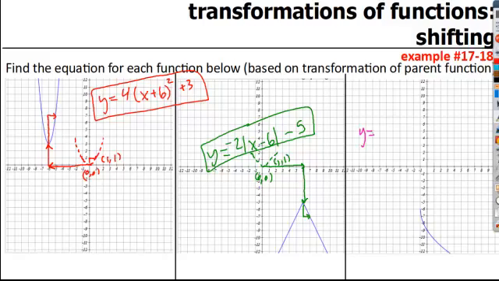All right, so what's the parent function here? Square root of x. So we get something times the square root of x minus plus or minus something, and plus or minus on the outside. Well, let's take a look at our shifting. So starting with my vertical shift, I went down 6, so minus 6. My horizontal shift, I went left 1, is minus 1, so x minus a minus 1.